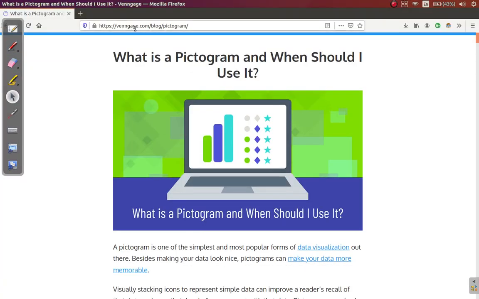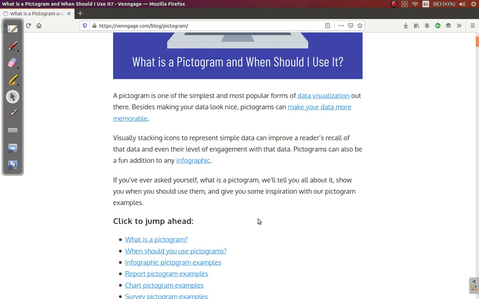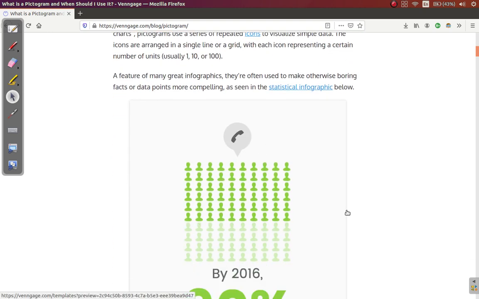It's vengage.com/blog/pictogram. So here, the pictogram is where you stack icons, or it could be real pictures or some drawings or something that looks like the things you're talking about. And you stack them so that one of those icons might represent 10, it might represent 1 or 5 or 10 or 100, whatever it is. Now, let's look at a few examples.